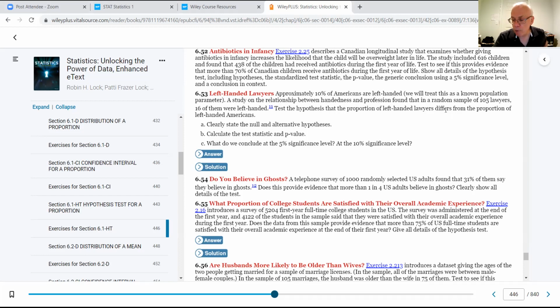All right, so 0.1 is our P. Let's just write that down. Let me write down the information that we have here. So we have P is 0.10. That's our null proportion. Now notice here that they say 16 out of 105 in the sample are left-handed. So 105 lawyers in the sample, 16 are left-handed. We need to calculate the sample proportion. Let's go ahead and do that.